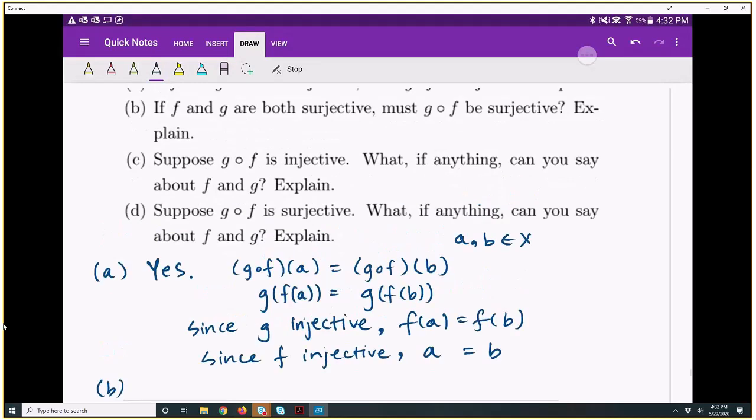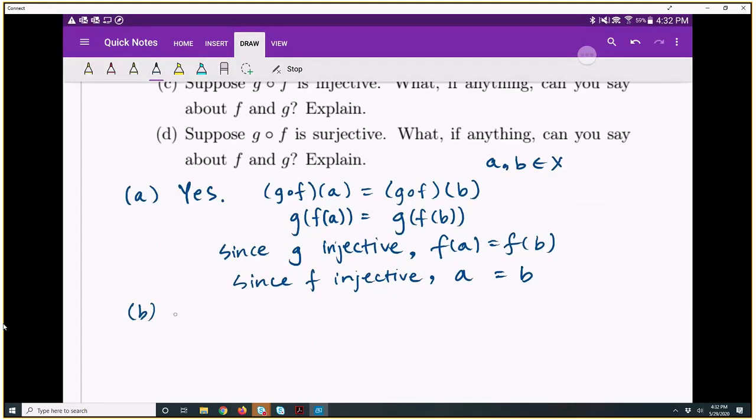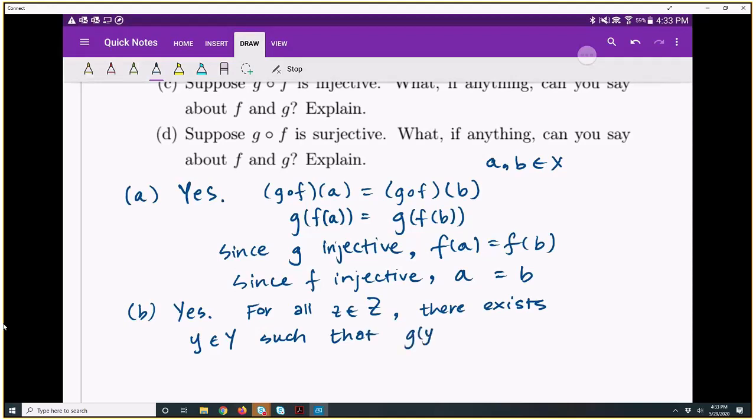Now what about with surjection? If f and g are both surjective, is the composition definitely surjective? Well, yes, again. So for all little z in my codomain Z, because g is surjective, we can find a y in the domain of g that maps to little z. That's the definition of g being surjective.